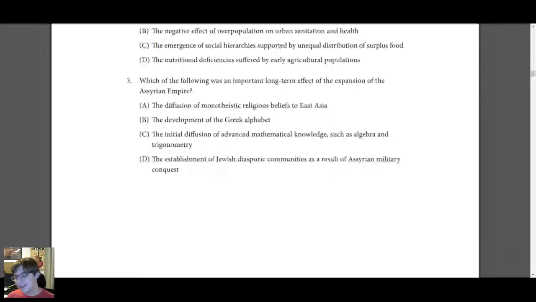This one is a really hard one. I saw a lot of you say C, so let's cover that one first. Algebra and trigonometry wouldn't be invented until the post-classical era. They were invented by the Islamic caliphates in the 900s, thousands of years later. The context would definitely help you. Knowing that this was period 1, it's not C because it didn't exist. B, the development of the Greek alphabet. That's kind of something you have to know.